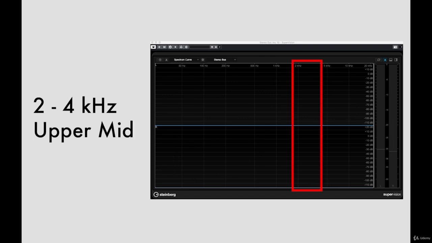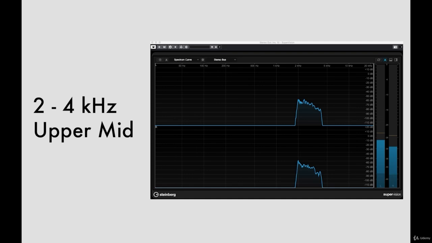The area from 2 kHz to 4 kHz is called the upper mid-range or the upper mids. This range also has a lot of detail. It contains lots of information on vocals, timbres of instruments, and attack of percussive sounds. So it's very important, but if you have too much of it, it will become tiring.